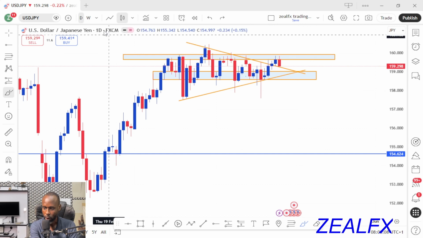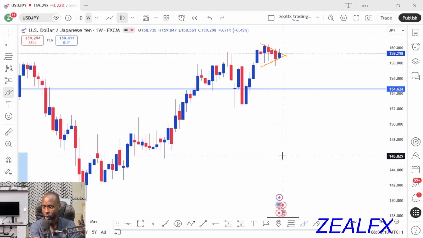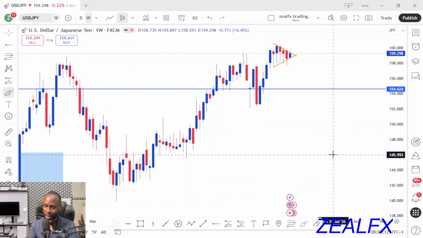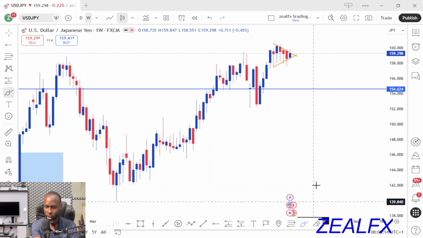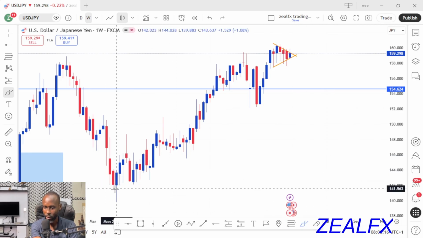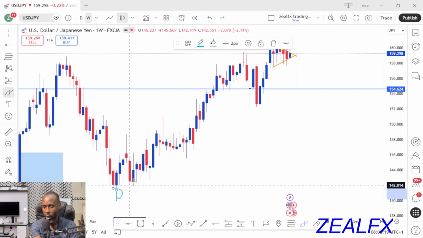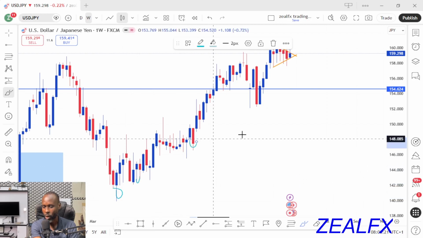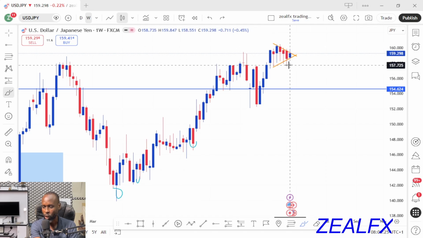So let's look at the weekly time frame. On my weekly time frame, we can clearly see that the USDJPY is strongly bullish, which is we have this series of higher lows, a lower low, and a series of higher lows. So this series of higher lows indicates strong bullish momentum for the USDJPY.